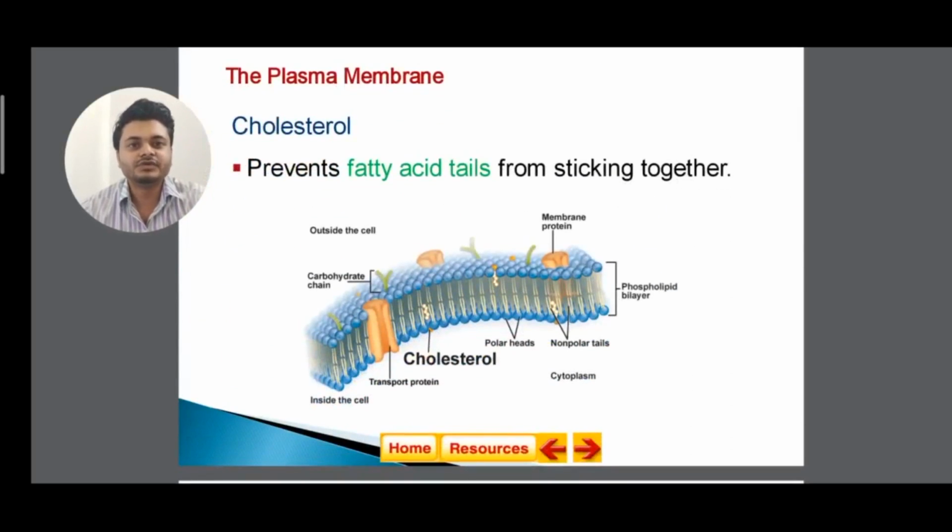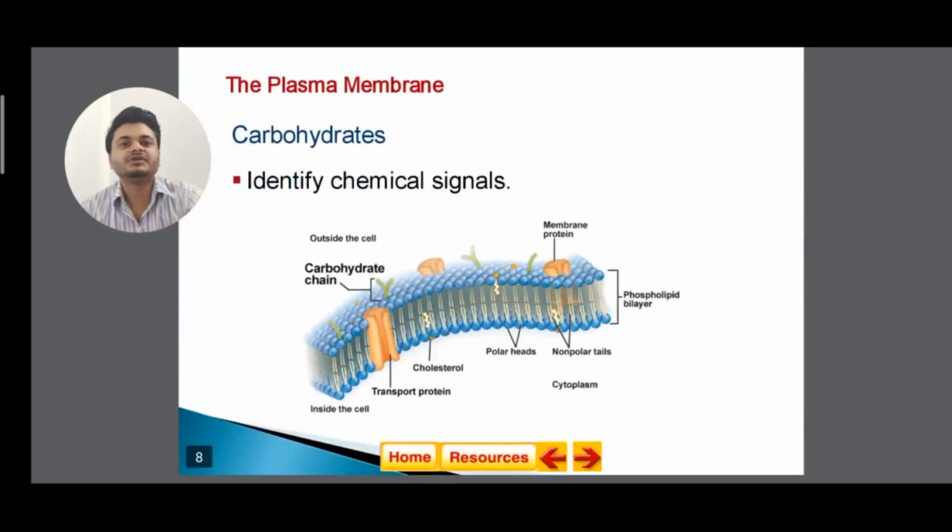See, what is the function of cholesterol? It prevents fatty acid tails from sticking to one another. Clear? I have said the inside portion is hydrophobic, so it will not stick one with another. That's the function of cholesterol, it will not allow them to stick to one another. Now the function of carbohydrate is to identify chemical signals.